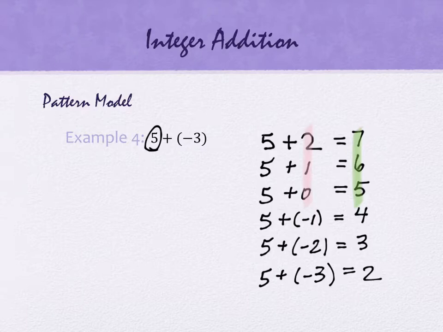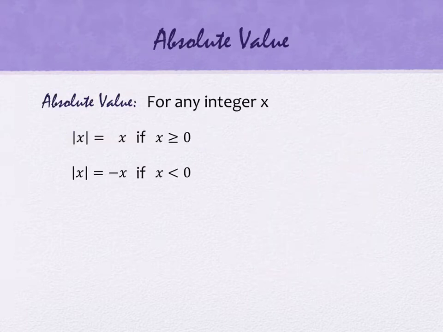So if nothing else, what this does is it really does justify for us that a positive 5 plus a negative 3 ends up in 2 in 4 completely different ways: chip model, charged fields model, number line model, and patterns model. All right, we're going to shift gears just a little bit and take a look at a related topic. It shows up in our section called absolute value.